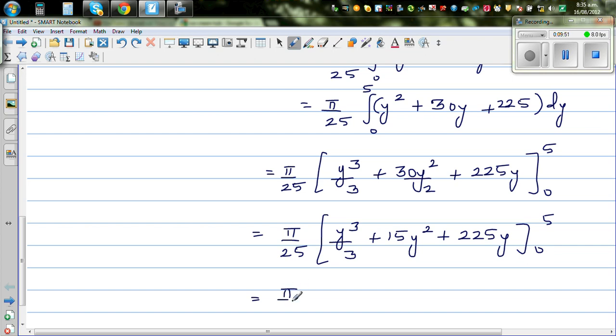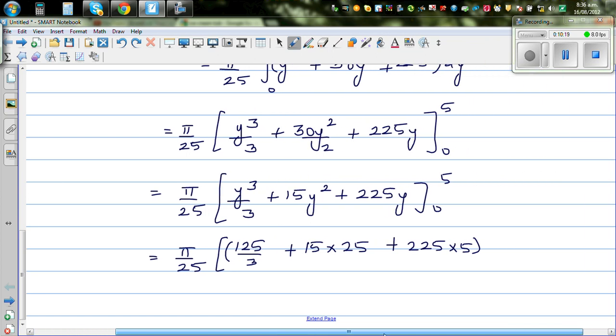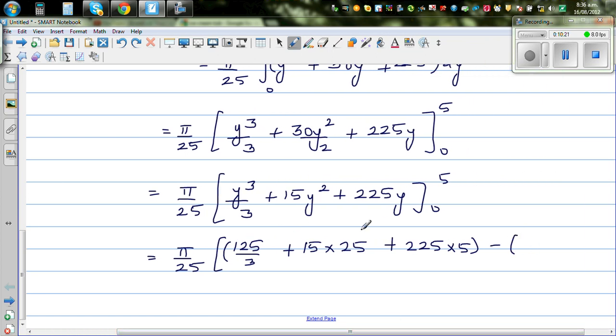So this is pi over 25. So if you put phi, phi cubed is 125 over 3 plus 15 times, so let me write this. So this is 15 times 25 plus 225 times 5. This is substituting the upper limit. So let me scroll this to this side, minus the lower limit. What's the lower limit? The lower limit is 0. So if you put 0 here, it'll be 0 plus 0 plus 0. It's not going to make any change.